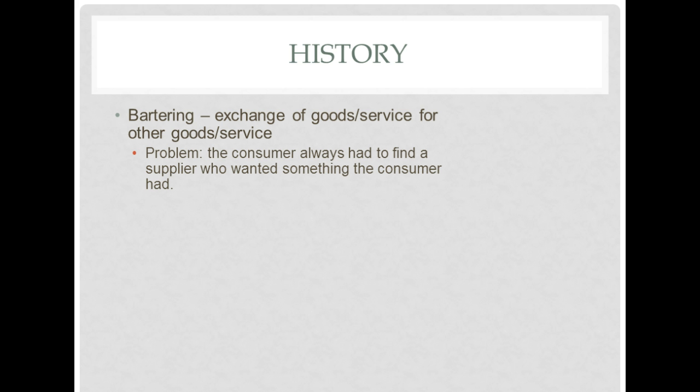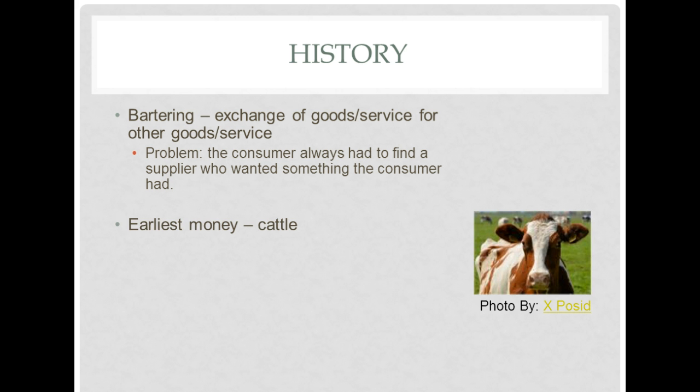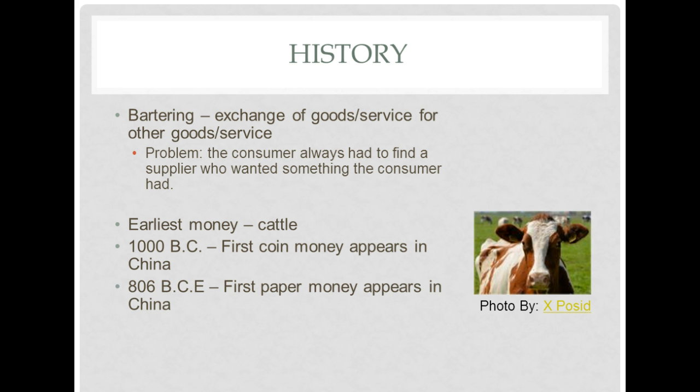That wasn't always the easiest thing in the world to do, and it made trade very inefficient. So, because of that, we needed to find something that everyone could agree was valuable and that everyone would want. And that's kind of where money comes from. Some of the earliest money that we know of actually served in the form of cattle. At the time, everyone sort of thought that cattle were valuable, and so most people would accept cattle as payment for almost any other good. The first recorded use of coin money that we have is around 1000 BC in China, and nearly 2,000 years later, we see the first introduction of paper money also in China.